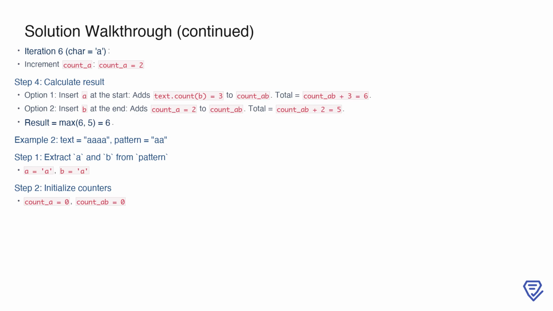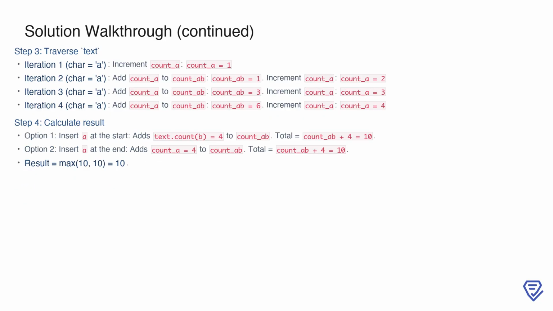Now, let's look at a second example where the text is aaaa and the pattern is aa. Again, we extract the characters from the pattern. In this case, both A and B are a. We initialize the counters with count_a set to 0 and count_b set to 0, as before. As we traverse the text aaaa, in the first iteration, the character is a, so we increment count_a to 1.